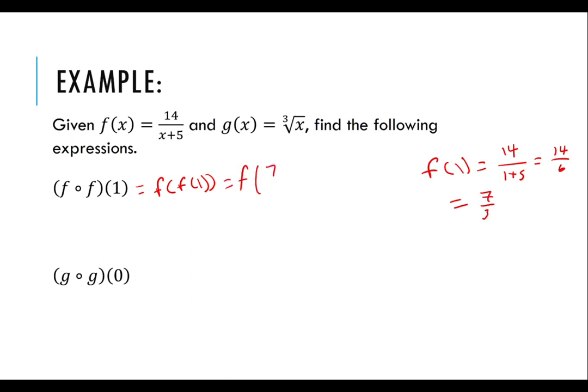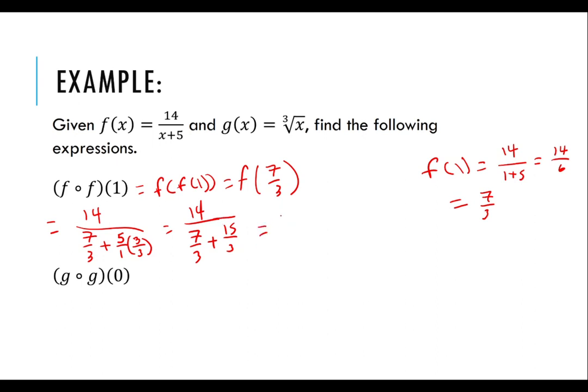That is, f of 7/3 is the same thing as f of 1. Well, that's going to be 14 divided by 7/3 plus 5. I need to find common denominators, so my common denominator is 3 here. So then I get 14 divided by 7/3 plus 15/3. 7 plus 15 is 22/3.